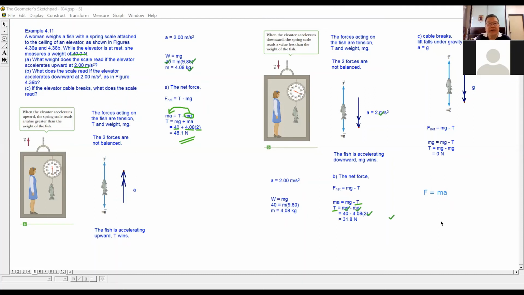Any questions so far for these two cases? No question, sir. No question. No question, then we look at the last case.